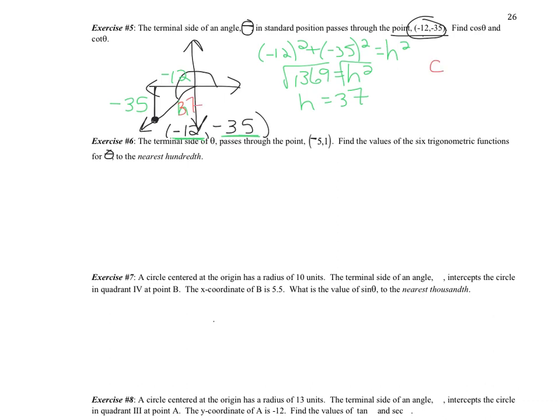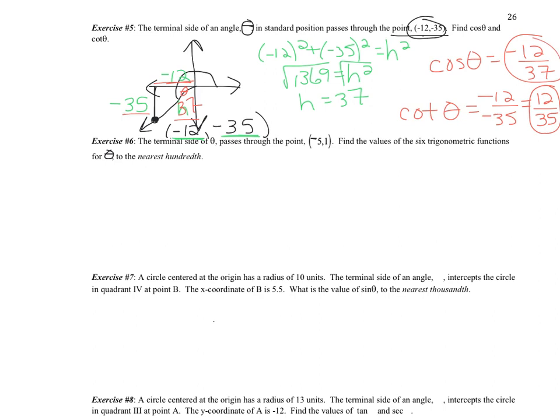So if I want to find the cosine of theta, here's my angle, adjacent over hypotenuse is negative 12 over 37. The cotangent of theta, reciprocal of tangent, so it's adjacent over opposite. So my adjacent is negative 12. My opposite is negative 35, and those negatives will cancel. And I'll have 12 over 35, going with the fact that cotangent and tangent are positive in the third quadrant. So I'm going to pause the video and then show the work for the next one.